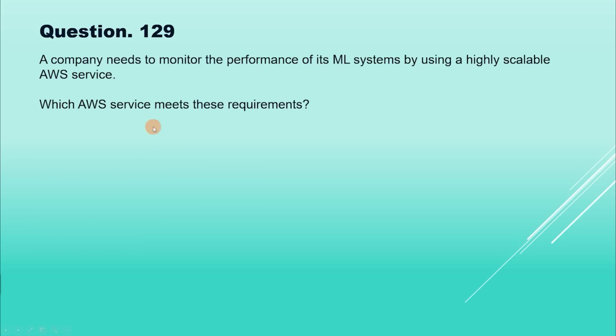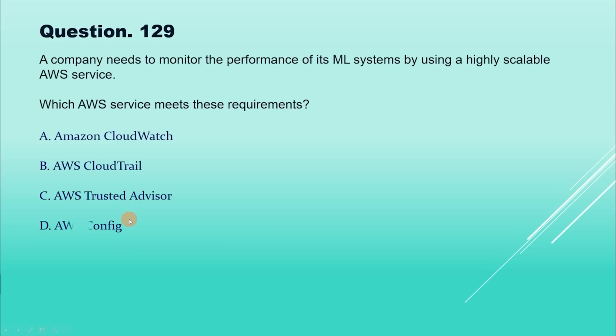Now question number 129. A company needs to monitor the performance of its ML system by using a highly scalable AWS service. Which AWS service meets this requirement? Here are the options: Amazon CloudWatch, option B AWS CloudTrail, option C AWS Trusted Advisor, option D AWS Config. So the correct answer here will be option A, Amazon CloudWatch, because it is a highly scalable monitoring service that tracks and provides performance metrics for AWS resources, including machine learning systems. It allows for real-time monitoring and alerting. So option A is correct here.